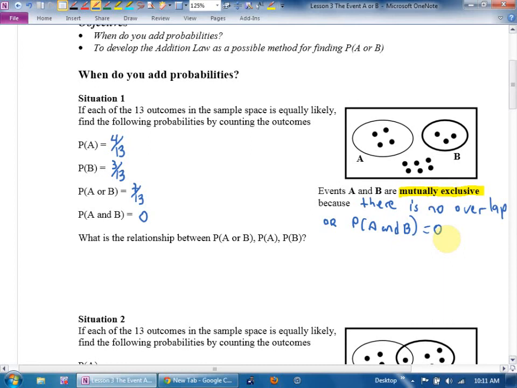Then it asks, what's the relationship between the probability of A or B, the probability of A and the probability of B? How are these numbers related? Well, I'm noticing the probability of A or B is really the first one plus the second one. Or, as I hinted last unit, or means add. Because 4 out of 13 plus 3 out of 13 is 7 out of 13.